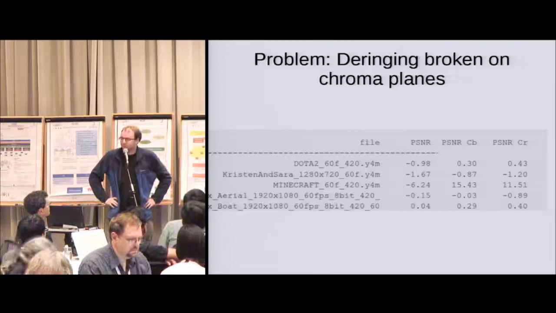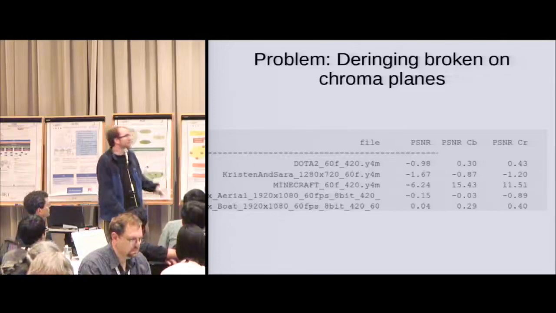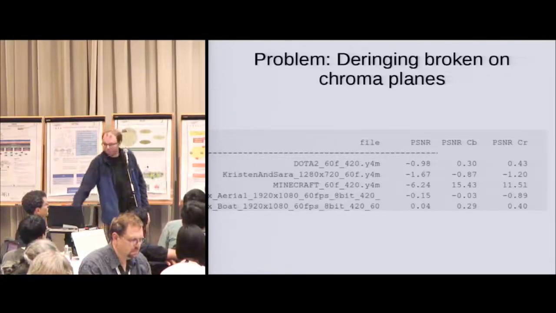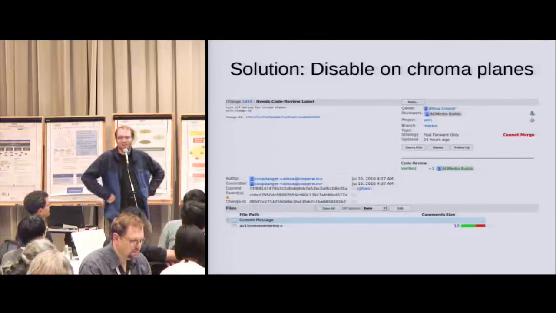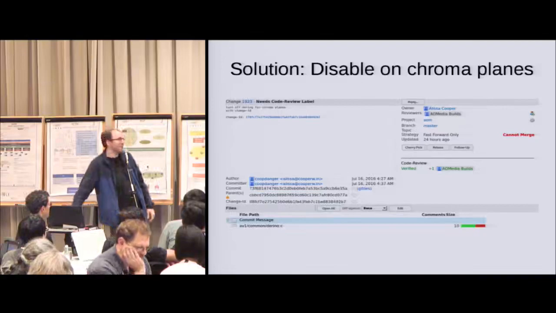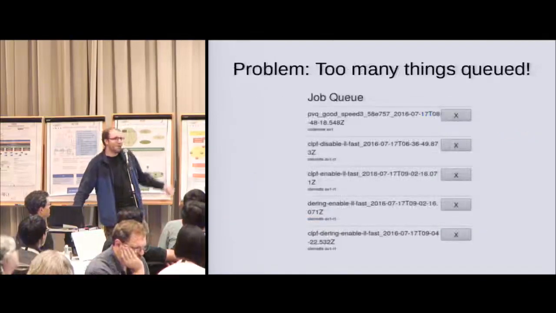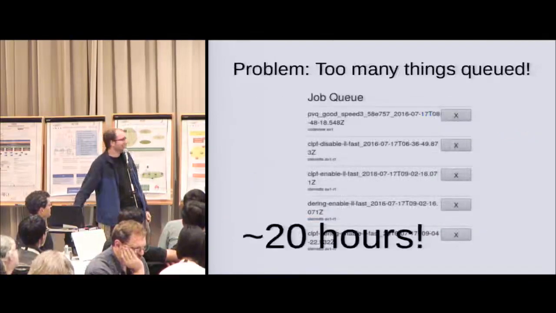Alyssa Cooper worked on a solution, which just simply disables deringing on chroma planes. So we wrote the patch, submitted it to our magical testing tool, and it is still in the queue. We hit a second problem. We have too many things queued. We have 20 hours worth of jobs queued.